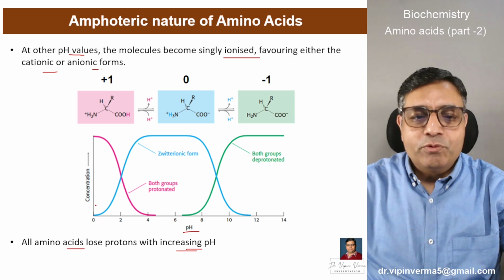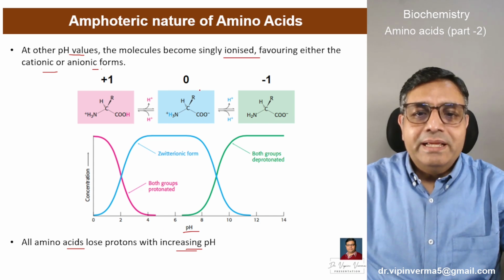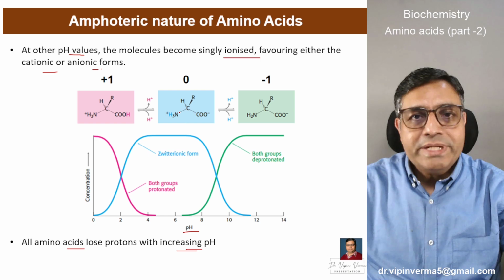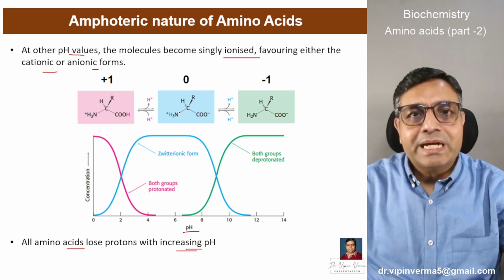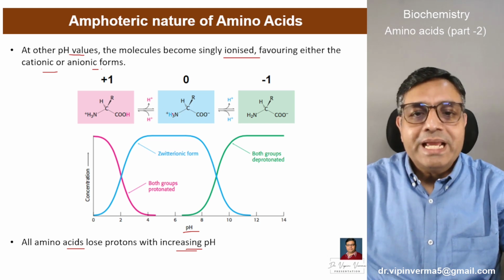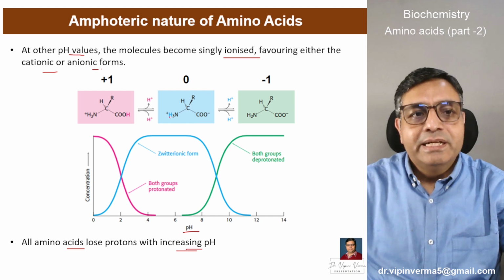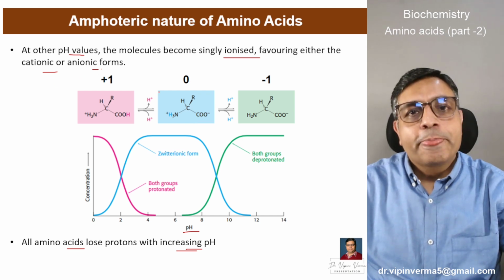So this particular graph shows that at a particular midpoint there is a pH where one negative and one positive charge will be there, making the moiety electrically neutral or zero, and such ions are called zwitterions. But as we move on either side, then we will have either the cationic form or the anionic form.